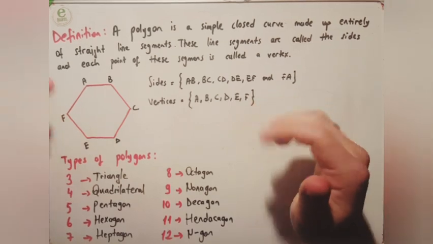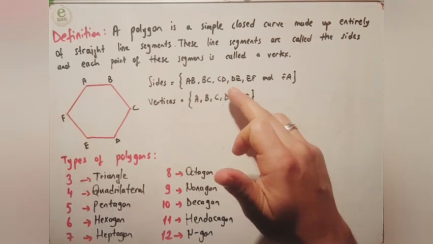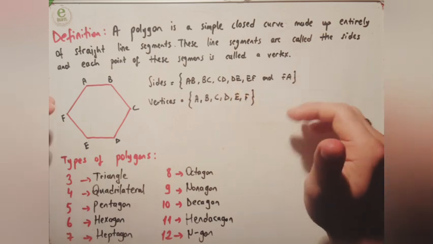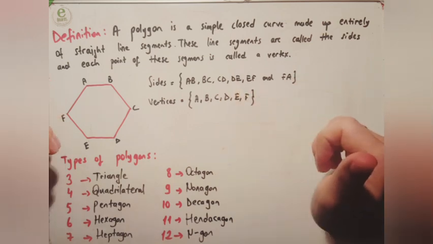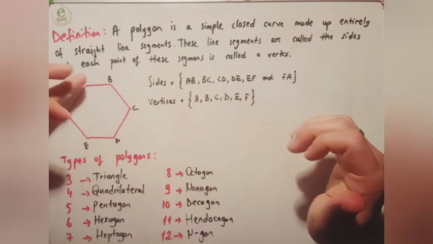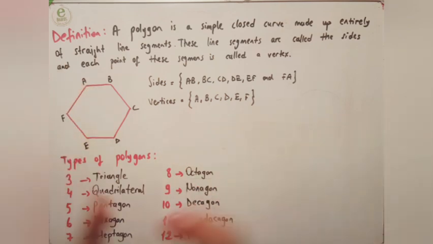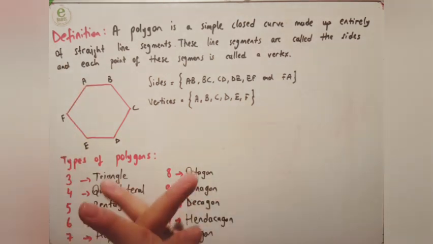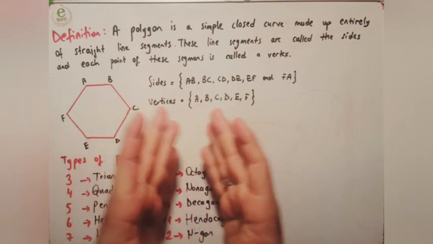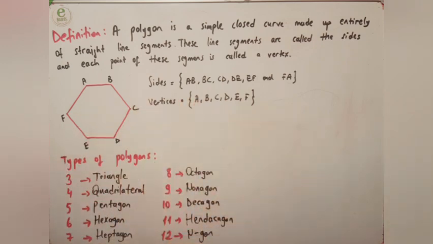So the sides AB, BC, CD, DE, EF and FA are sides of the polygon. The vertices A, B, C, D, E and F are vertex points of the polygon. So vertices are A, B, C, D, E and F.